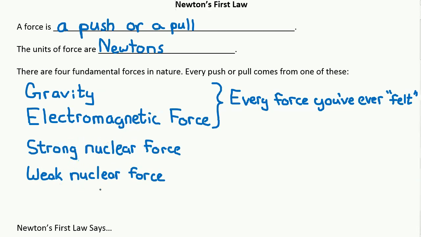Then the weak nuclear force, which we also sometimes call the weak interaction, is a complicated force, and it has to do with the process of radioactive decay.